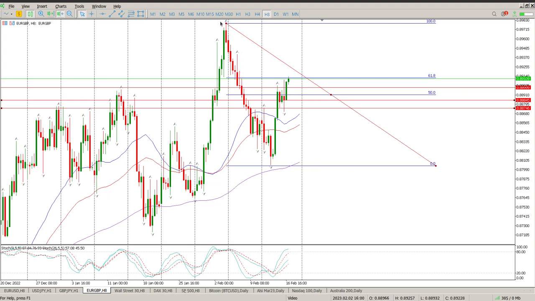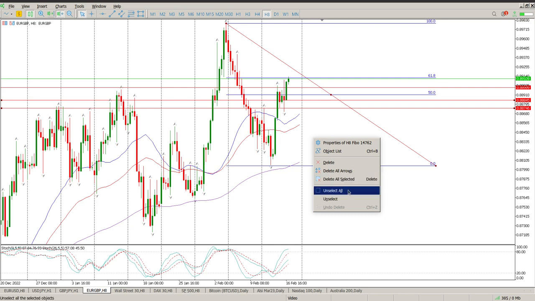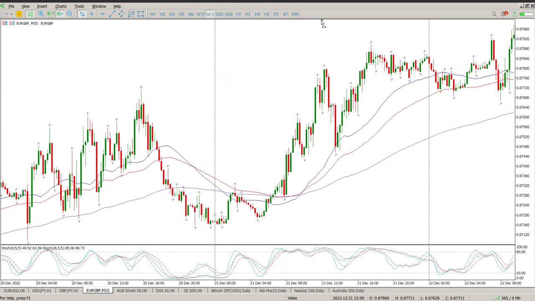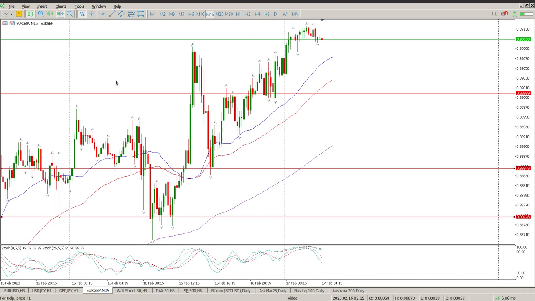And when we did the pullback from this move up, we were looking for a bounce sort of in this area here. We didn't get it. We dropped right below it all the way down to the bottom here. So for me, if we just drop down to the 15, and look what happened yesterday, got moving to the downside, broke some structure to the downside, then moved to the upside.